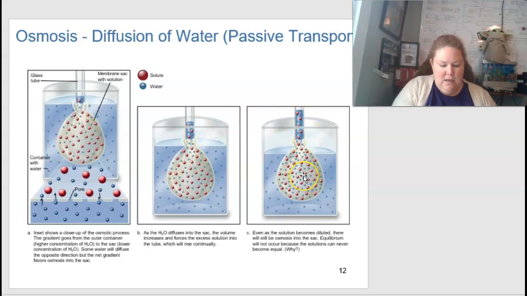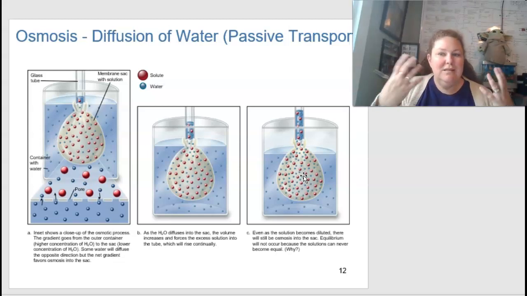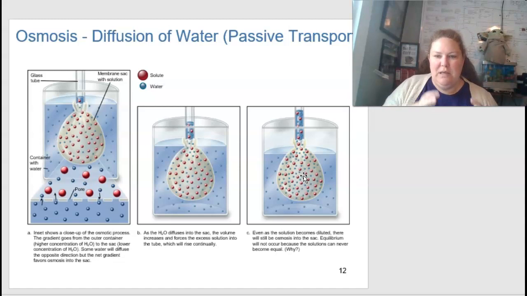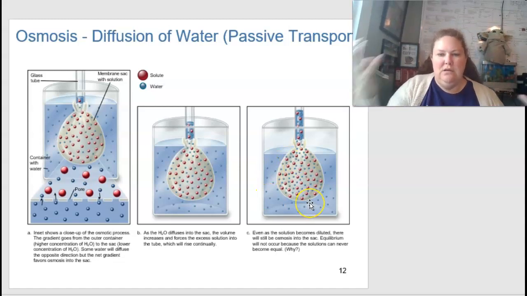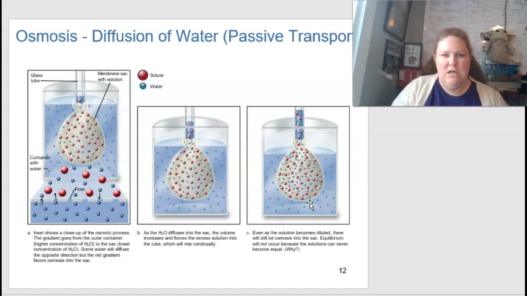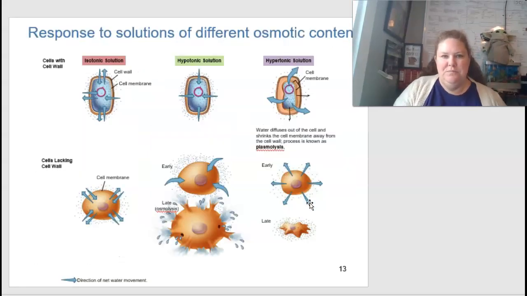And then in C, even as the solution becomes diluted, there will still be osmosis into the sac. An equilibrium will not occur because the solutions can never become equal. And why is that? Think of surface area in space. There's no way that we can equilibrate in this small amount of space with having such a high concentration in that sac. So this would be an example of osmosis, which is water diffusion.